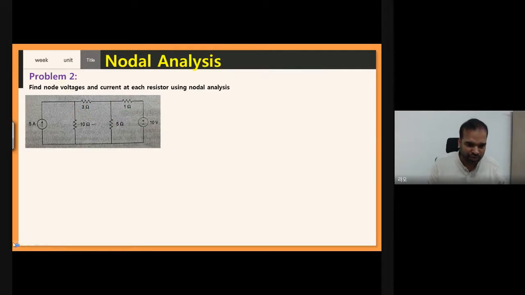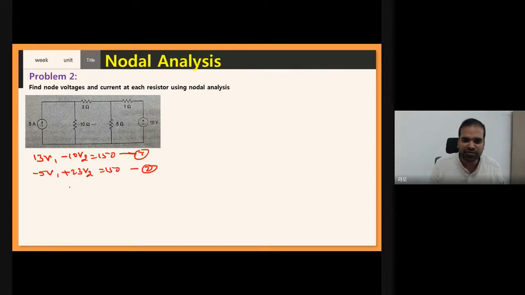Now here I am going to write equation 1 and equation 2 one more time. So equation 1 is 13V1 minus 10V2 equal to 150. This is equation 1. And equation 2 is minus 5V1 plus 23V2 equal to 150. This is my equation 2.